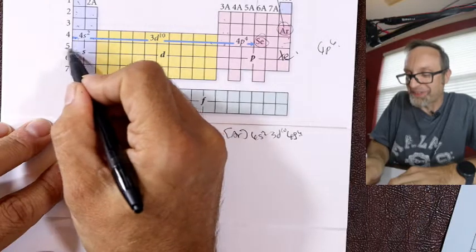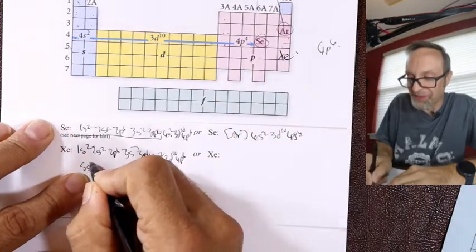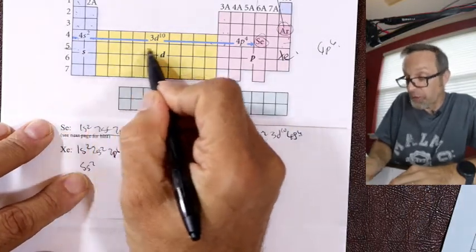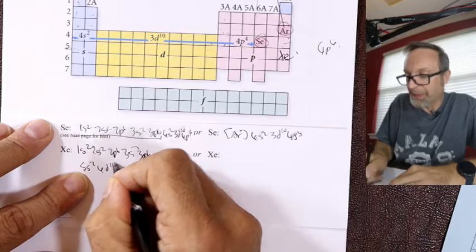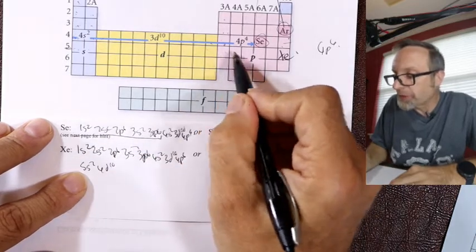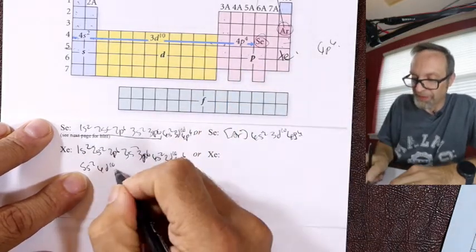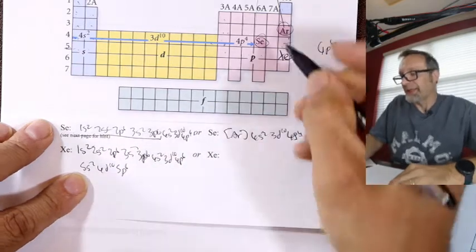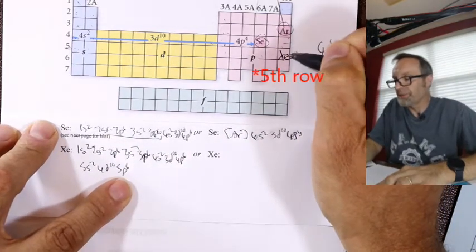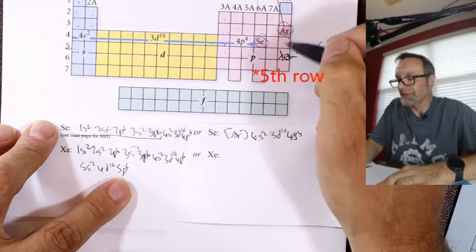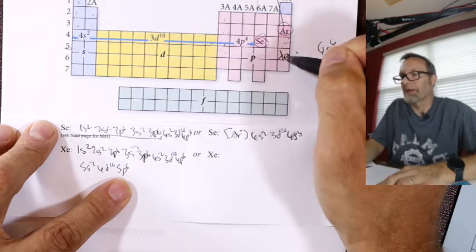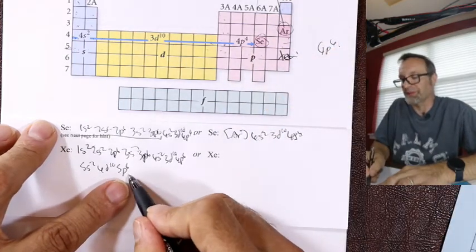It's all the way down here, right? It's in the 5th row, so I can keep going. 5s2 gets me to here, 4d10, and then 1, 2, 3, 4, 5, 6, 5p6. It's in the 6th row, right? And it's in the 6th spot in the block, right? So its terminal electron is 5p6.